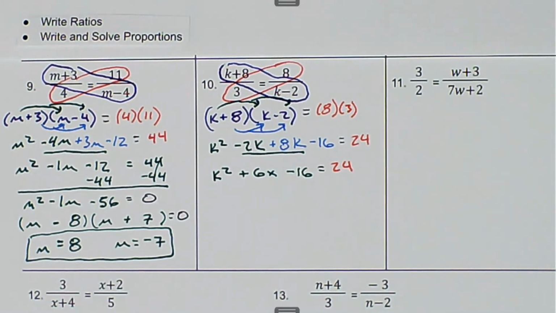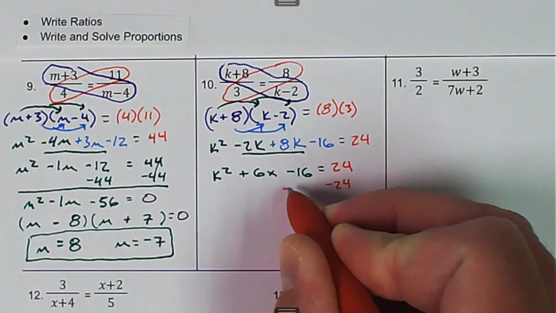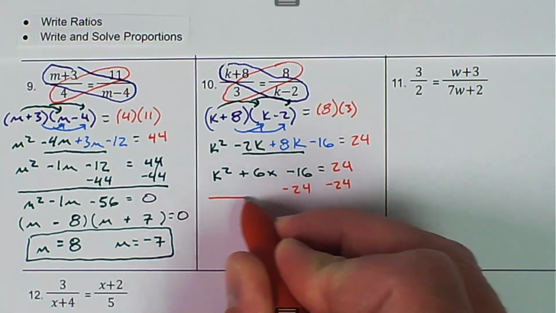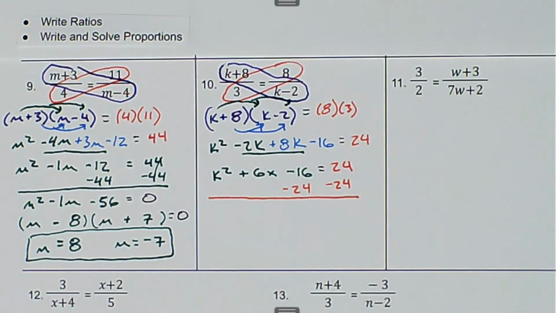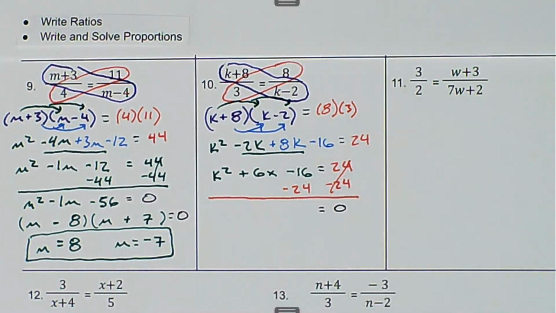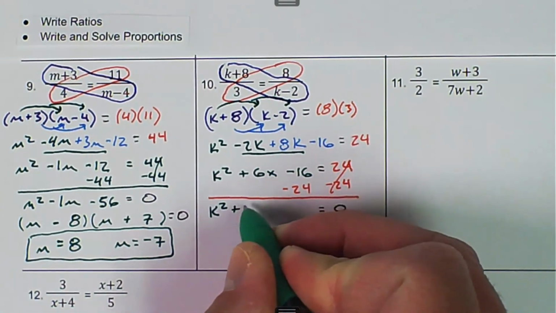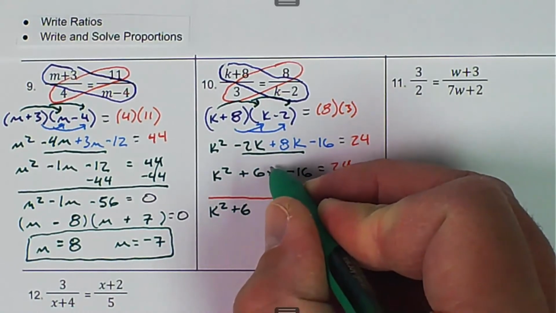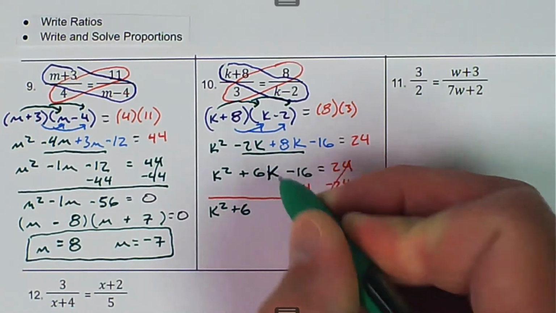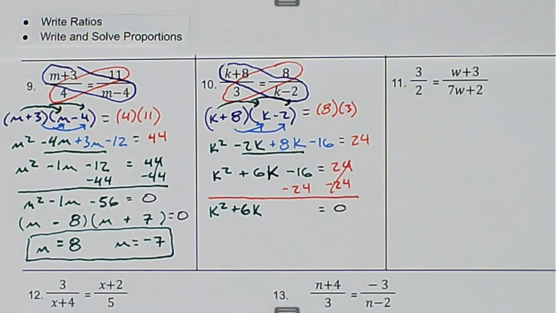Again, this is a quadratic function, so we have to have 0 on one side of the equation. So I'm going to subtract 24. And the reason we subtracted 24 is because the right side is going to be equal to 0, which is what we want. And the left side is going to be equal to k squared plus 6k minus 40. This is supposed to be a k.